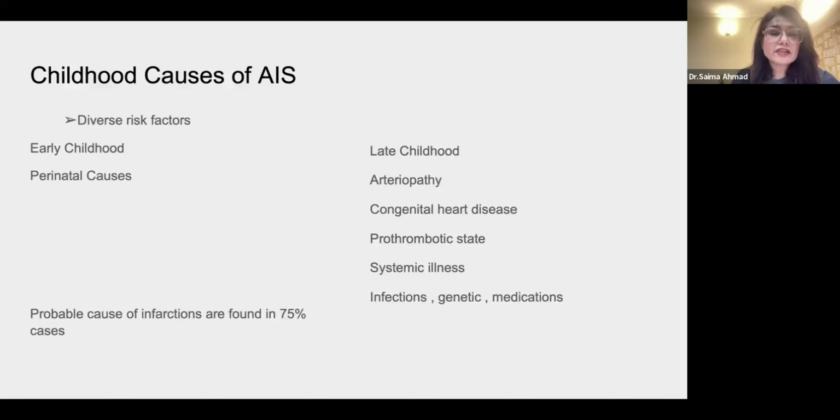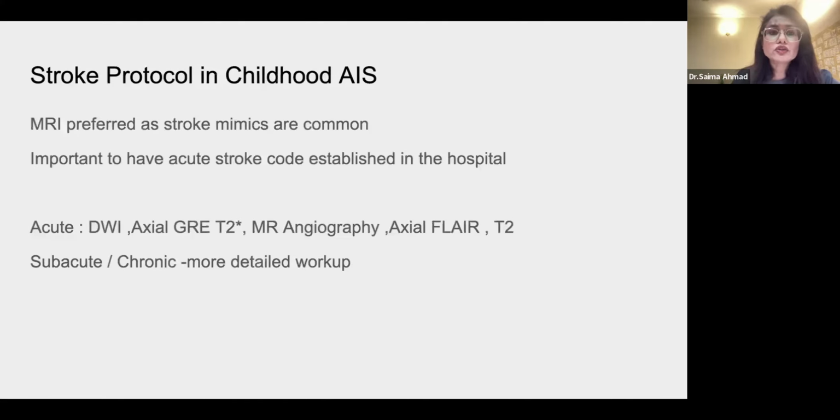So the childhood causes of acute ischemic stroke, we have very diverse risk factors. The most important are the arteriopathies, congenital heart disease, systemic illnesses, and infections, like chickenpox. And in a quarter of the cases, we cannot find out the cause of the acute ischemic stroke in children. So the stroke protocol in childhood is different.